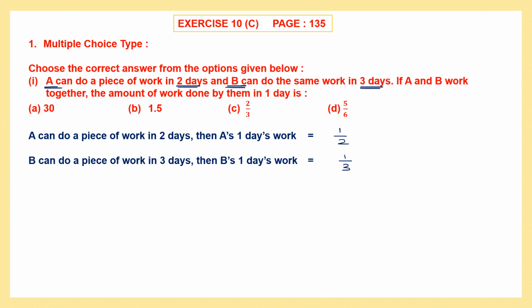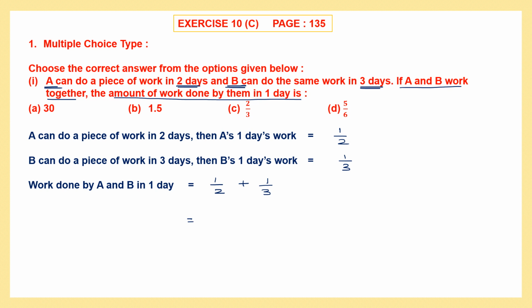Now the question is, if A and B work together, what is the amount of work done by them in 1 day? So we have to find the work done by A and B in 1 day. So work done by A and B in 1 day will be the work done by A, that is 1 by 2, plus the work done by B, that is 1 by 3. Now these are fractions, so we have to find the LCM. The LCM of 2 and 3 is 6.